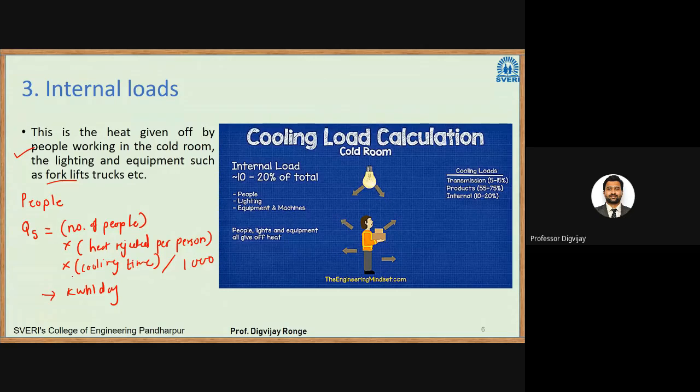So that will be considered under cooling time. Generally this heat rejected value we take as 270 watts. This is the amount of heat rejected by a person who is entering from outdoor conditions.